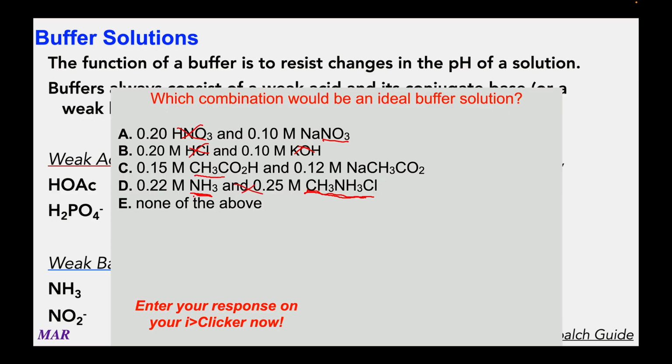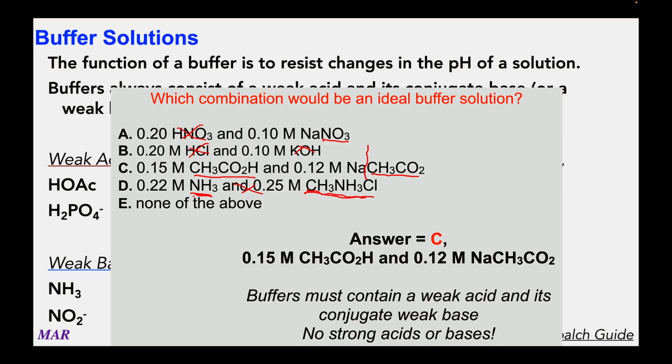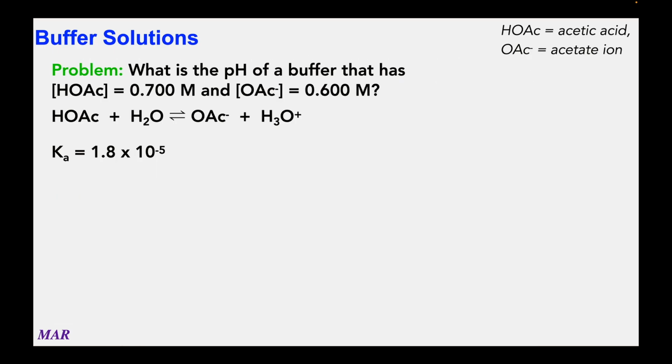However, this last one on C, that's acetic acid. And if you take the Na plus off, CH3CO2 minus, that's acetate. Acetate and acetic acid are certainly conjugates. That's going to be a great combination. So again, weak acids with conjugate bases, or weak bases with conjugate acids, and no strong acids, no strong bases. Must be conjugates.